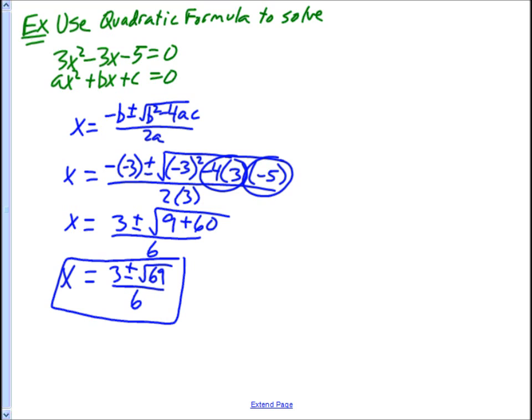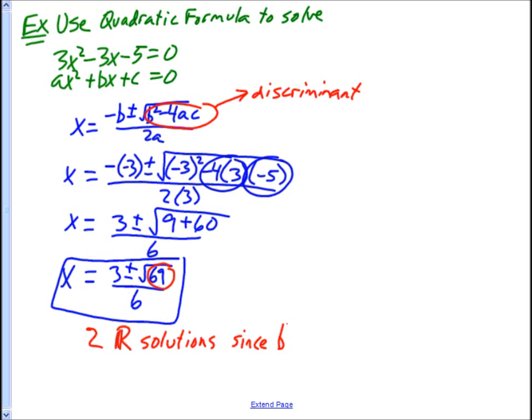Okay? Now, something to mention right here. You see this b squared minus 4ac? That is called your discriminant. Discriminant, okay? And you notice the discriminant ended up being 69, which is a positive number. Okay, if that is underneath there as a positive number, you're going to end up with two real solutions, since b squared minus 4ac was a positive number.